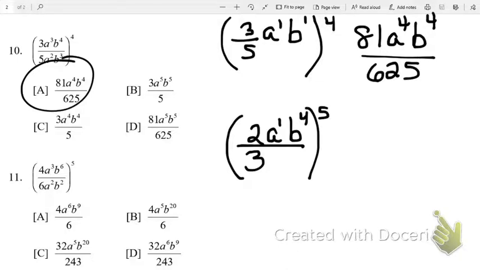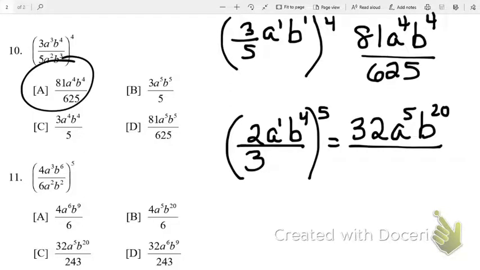And there's upstairs and downstairs, and they're all going to get a power of 5. So I'm going to think out loud. 2 to the power of 5 is 32. a to the power of 1 to the power of 5, multiply powers. b is the same thing, multiply powers. And the bottom is 3 to the power of 5. I think that's 243. And it looks like letter C.